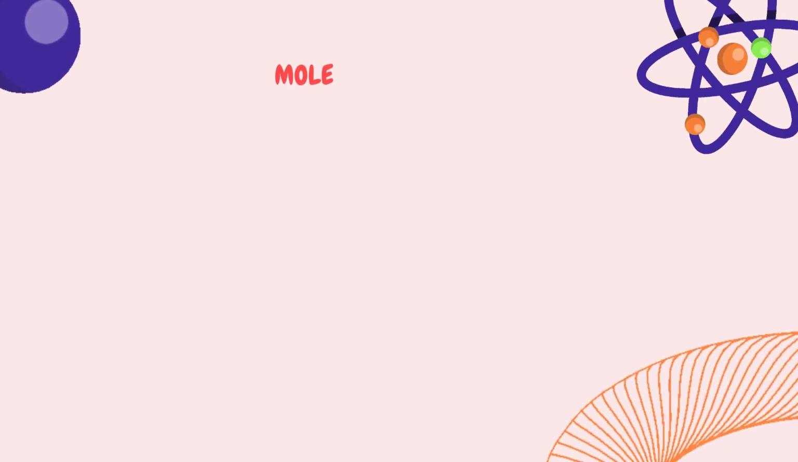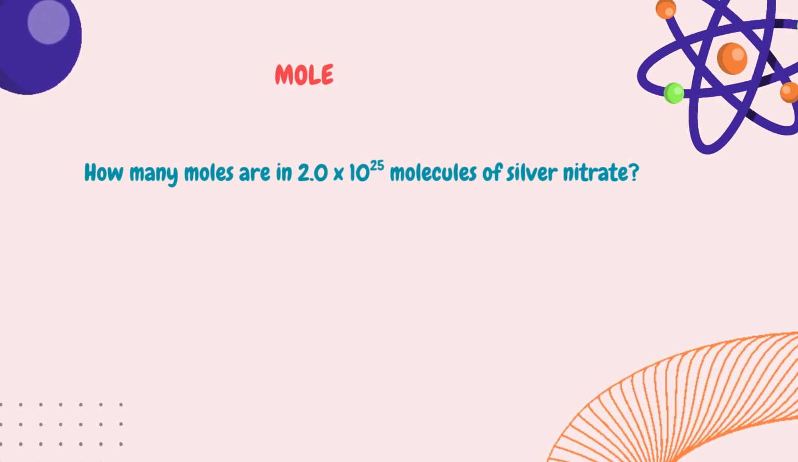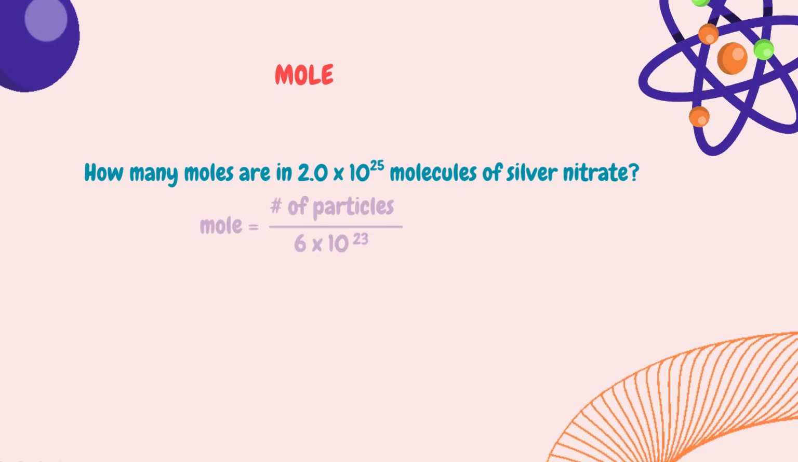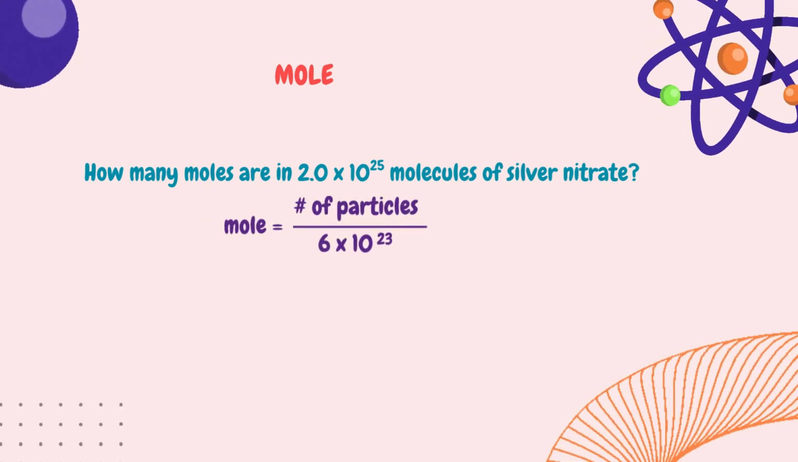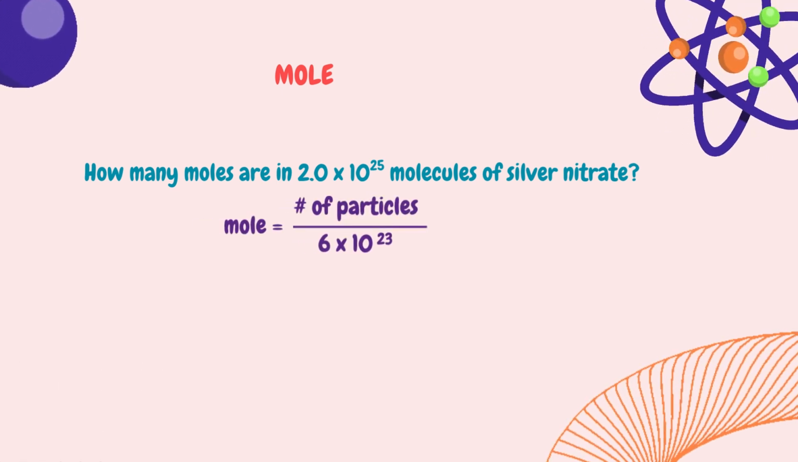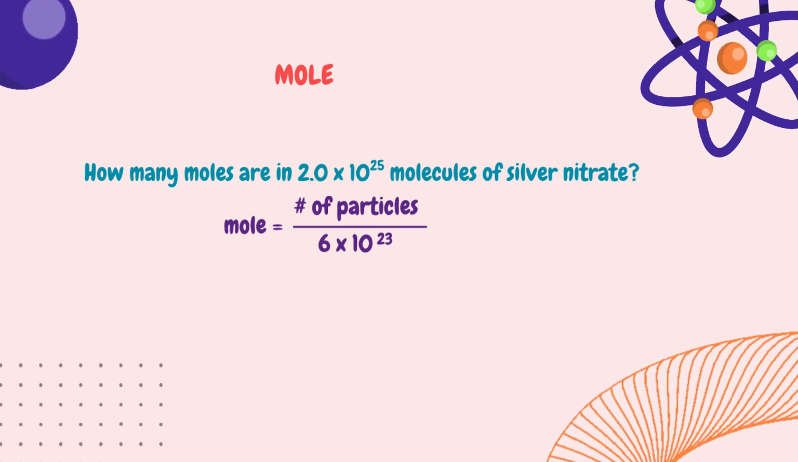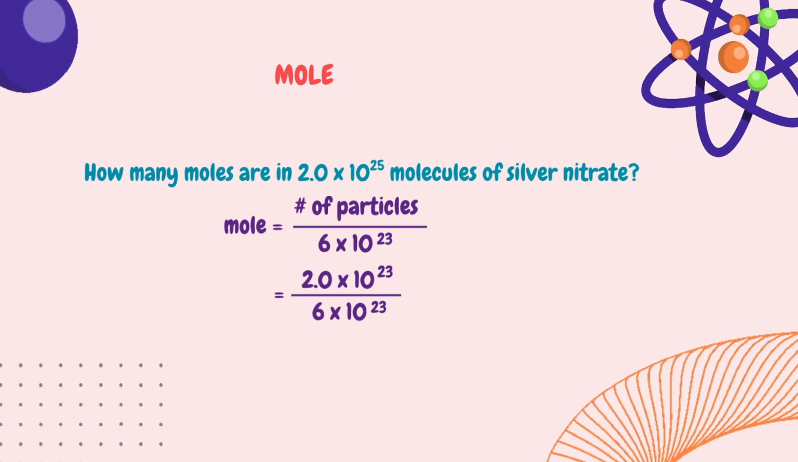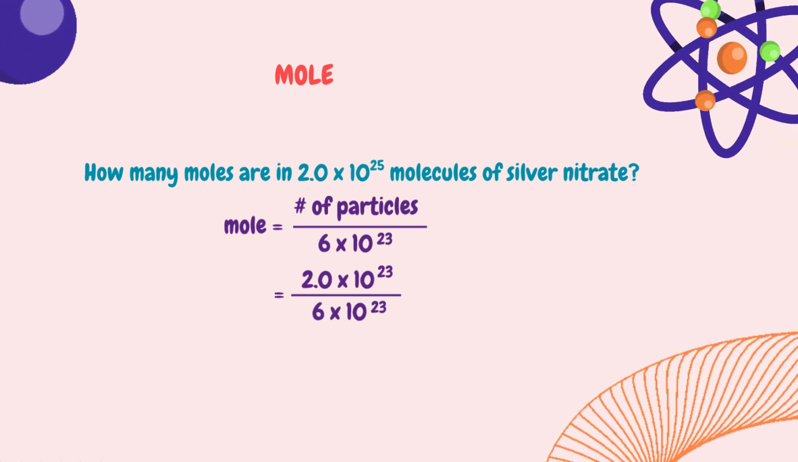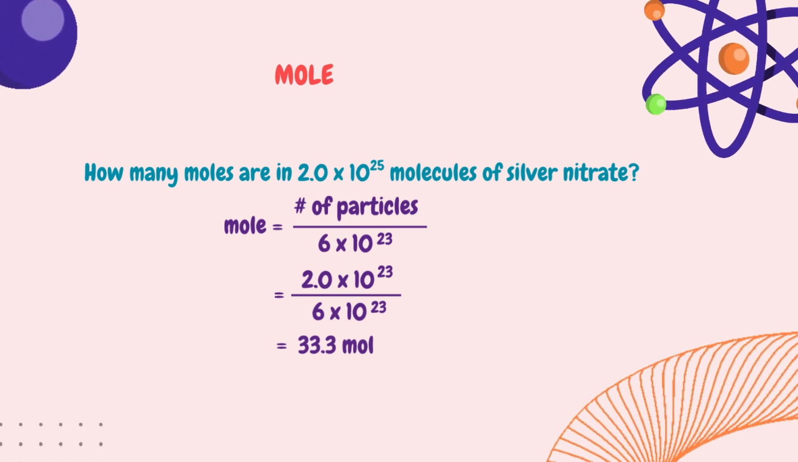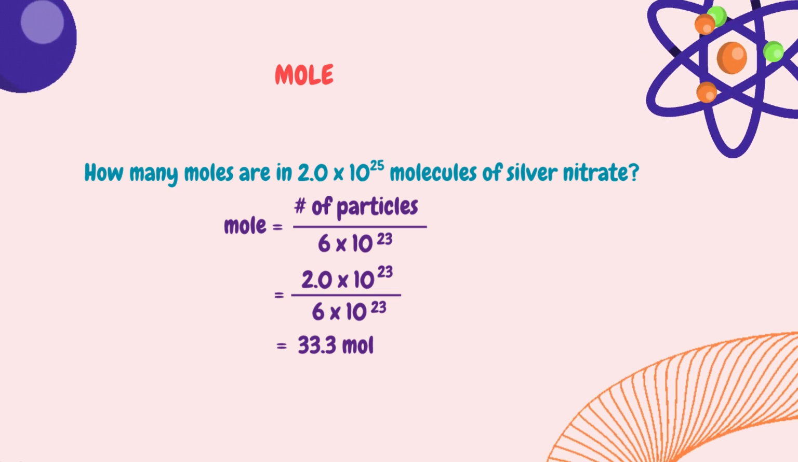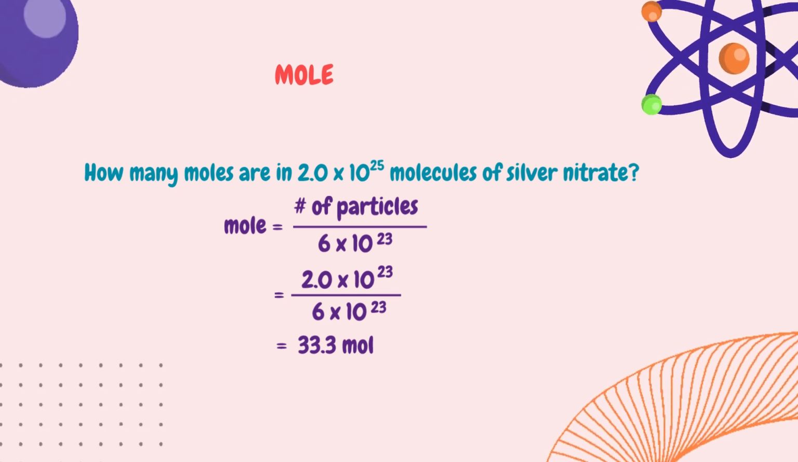Another example, how many moles are in 2.0 times 10 to the power 25 molecules of silver nitrate? Mole is equal to the number of particles over 6 times 10 to the power 23. The number of particles of silver nitrate given is 2.0 times 10 to the power 25 over 6 times 10 to the power 23. This gives 33.3 moles. So 2.0 times 10 to the power 25 molecules of silver nitrate has 33.3 moles.